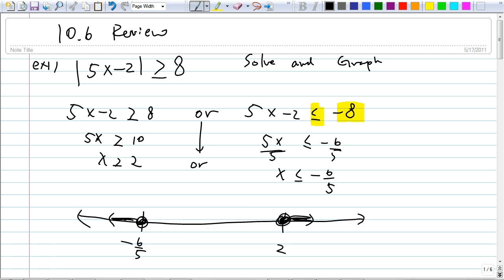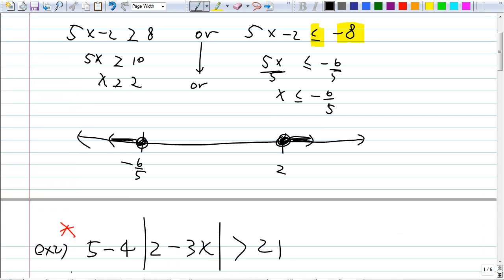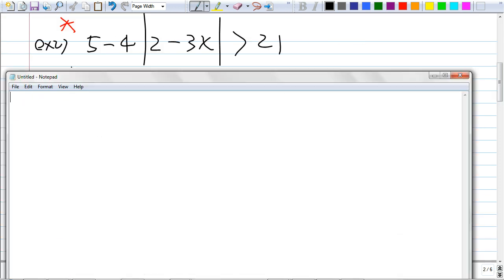I want you to solve and graph, remember? Does this make sense? You guys remember this stuff? All right, good. Any question? Why don't we try example 2? Go ahead, guys. Okay, first of all, could we tell whether or not we have conjunction or disjunction right now?